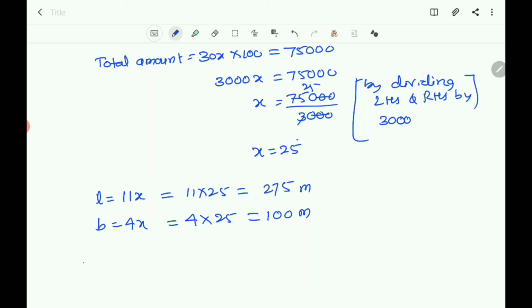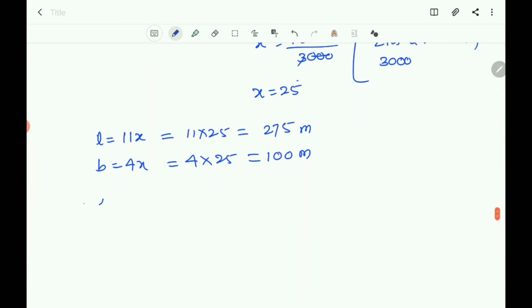So the dimensions of the plot you got here: the length of the plot is 275 meters and the breadth of the plot is 100 meters. Breadth of the plot is 100 meters.